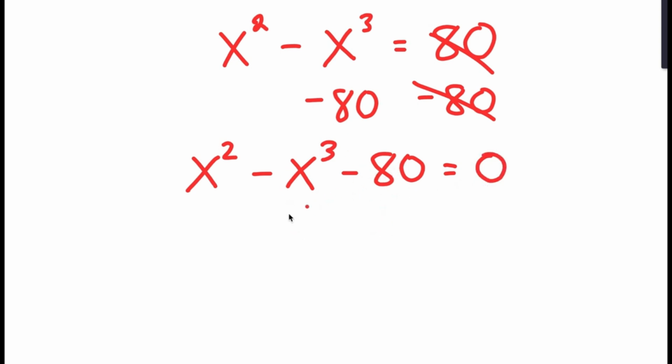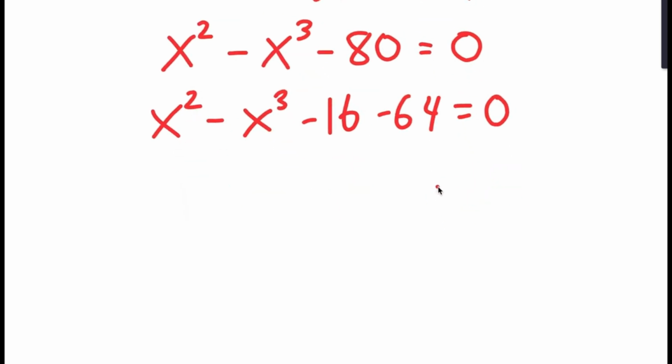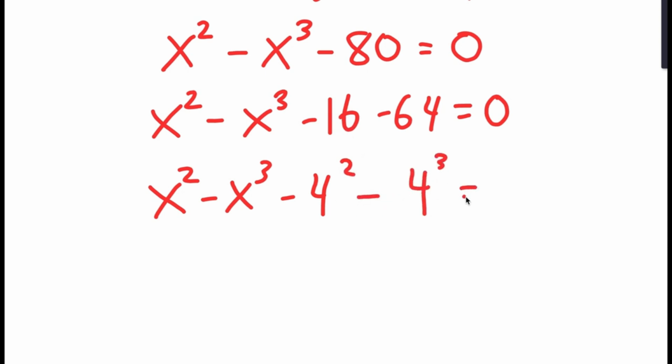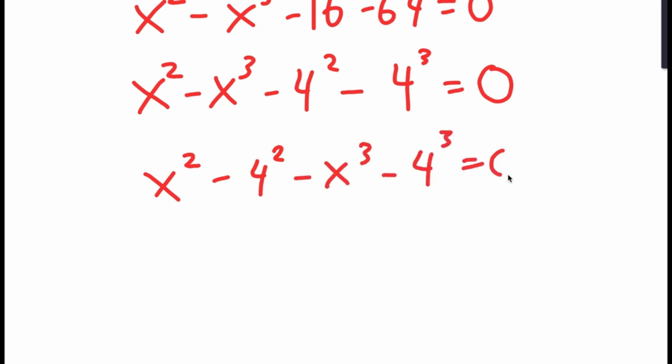Now from here, I'm going to replace negative 80 with negative 16 minus 64. I'm going to first rewrite negative 16 as negative 4 squared, and negative 64 as negative 4 to the power of 3. And I'm going to group x squared with negative 4 squared, and x to the power of 3 with negative 4 to the power of 3. So now, there's two properties that I'm going to use.